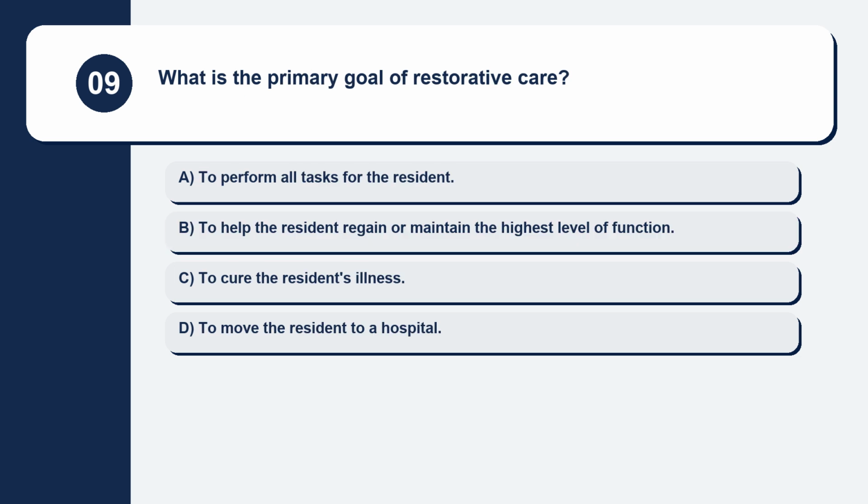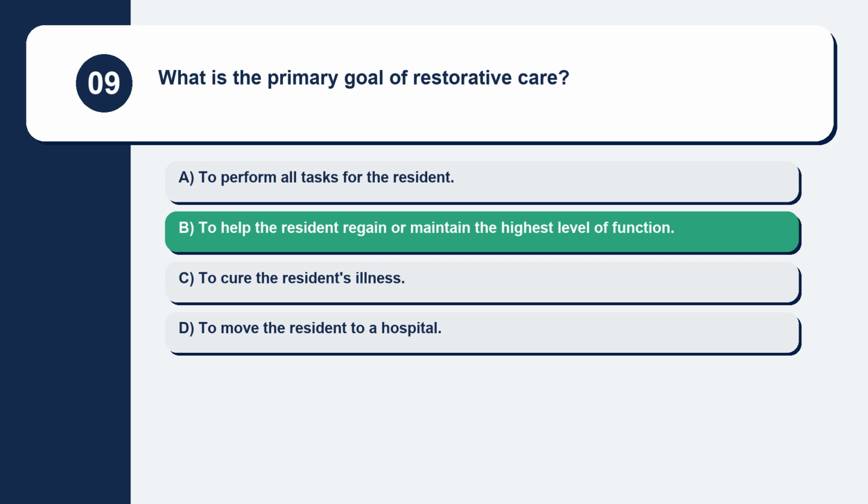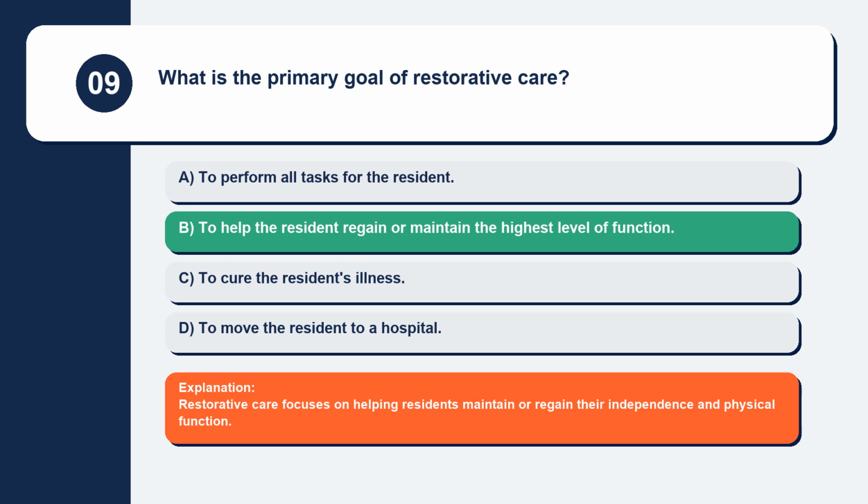Question 9. What is the primary goal of restorative care? To perform all tasks for the resident, to help the resident regain or maintain the highest level of function, to cure the resident's illness, to move the resident to a hospital. Restorative care focuses on helping residents maintain or regain their independence and physical function.